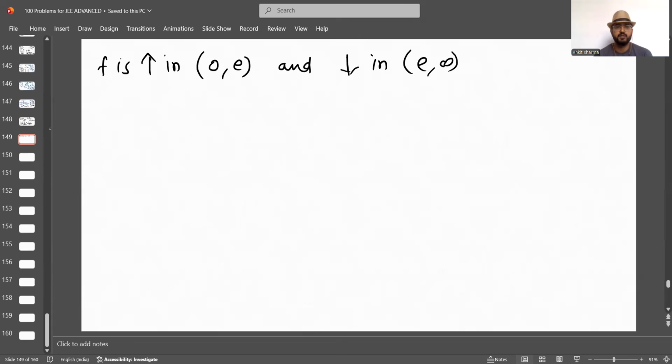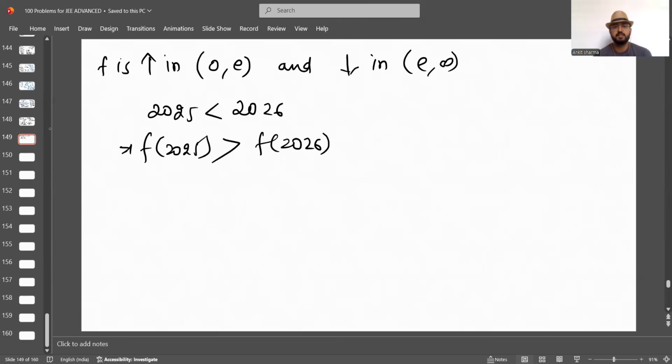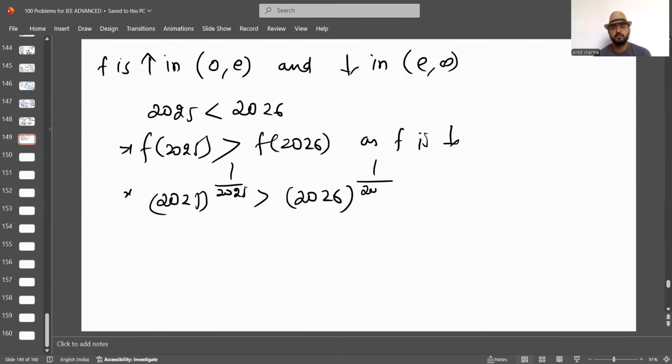Now, of course, I know 2025 is less than 2026. So this implies f of 2025 will be more than f of 2026. Yes, f is decreasing in this interval. So 2025 to the power 1 over 2025 is going to be more than 2026 to the power 1 over 2026.